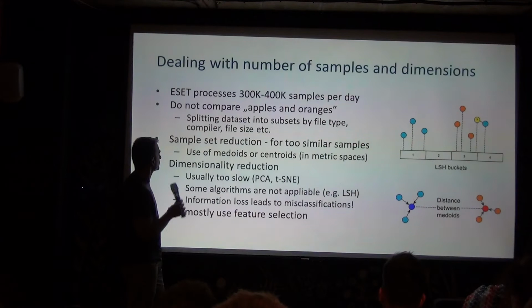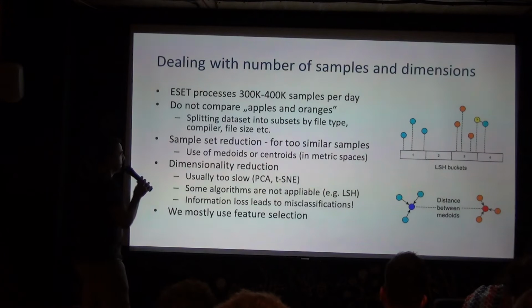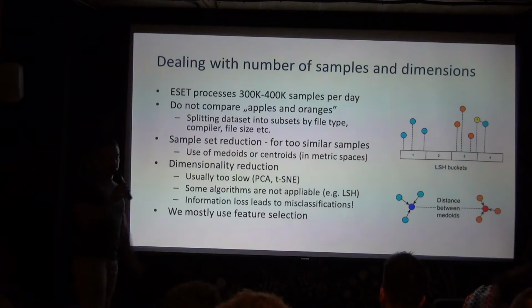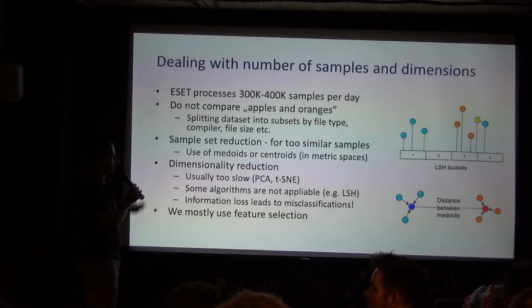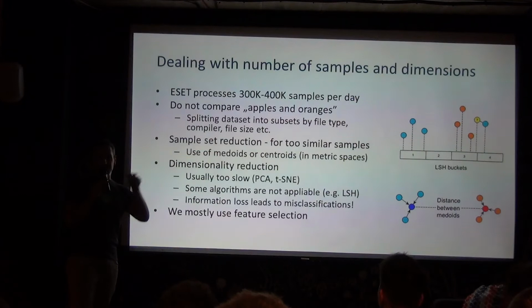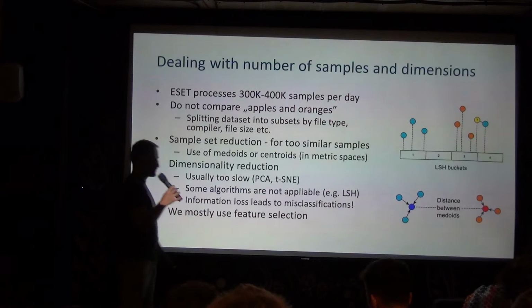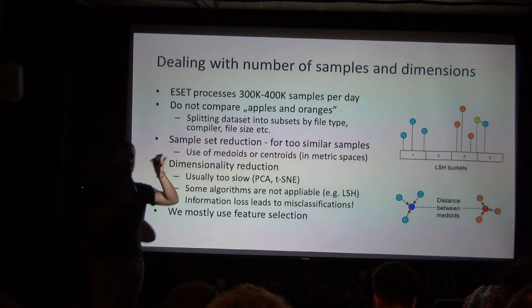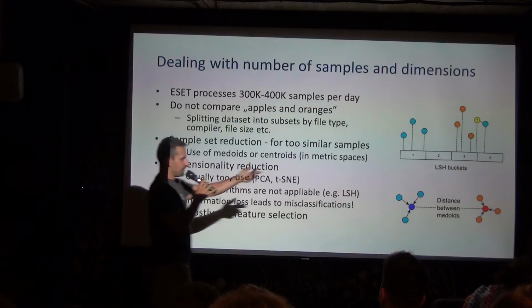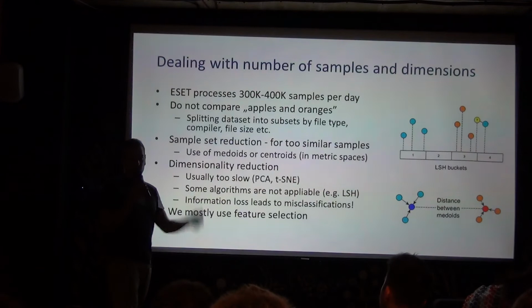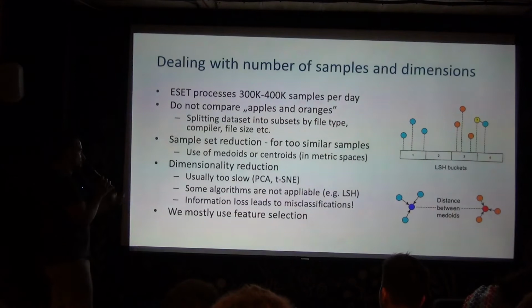So how do we deal with this number of samples and dimensions? We process about 300, 400,000 samples, and they have this big number of dimensions. So of course, it makes little sense to compare apples and oranges. So we first split them by different compiler, file size, version into different subsets of samples, and build different models to classify those specific sample sets. Then we do dimensionality reduction, but not using classic methods, because they are too slow, and some methods are not applicable because they create a kind of holes in this search space where you just have misses by default. Like with locality sensitive hashing, you have no guarantee that the sample with a lower number of dimensions really will be the closest one to what you are looking for. So we usually do feature selection out of the sample sets.